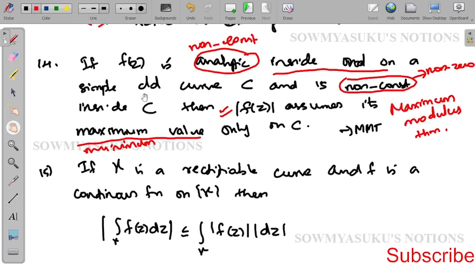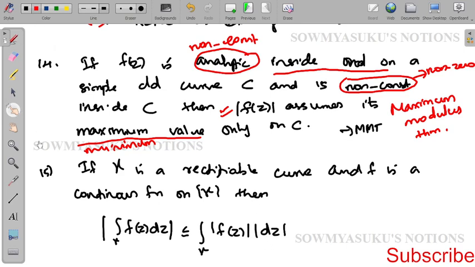Now the 15th one. If gamma is a rectifiable curve and f is a continuous function on gamma, then the modulus of the integral over gamma of f(z) dz is less than or equal to the integral over gamma of modulus f(z) times modulus dz, not dz alone, modulus dz.